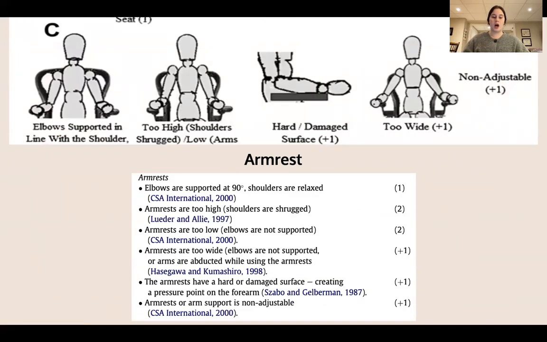So next, when looking at armrests, your armrest should be positioned so that your elbows are supported at 90 degrees and that your shoulders are relaxed and comfortable. If your armrests are too high or too low, this will increase the risk of muscular fatigue. It's also important that you have pads on your armrests, as having the pads will reduce the risk of contact stress on your arms.